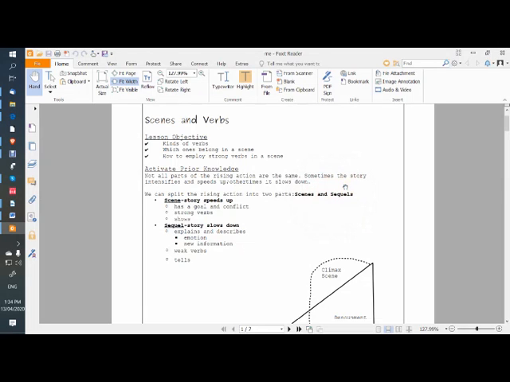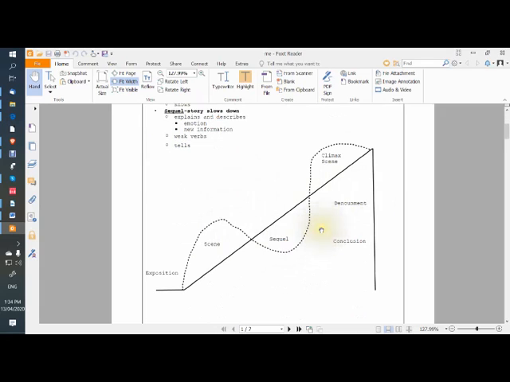Today we're going to be doing scenes and verbs to just work on your scenes a little bit more. So we're going to be learning about what kind of verbs they are, which ones belong in a scene, and how to employ strong verbs in a scene. So you know what scenes and sequels are and what this tempo chart is.